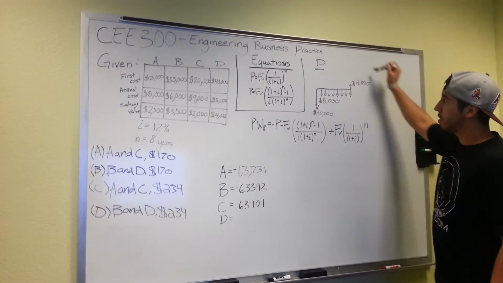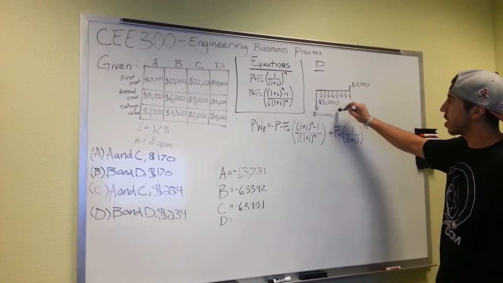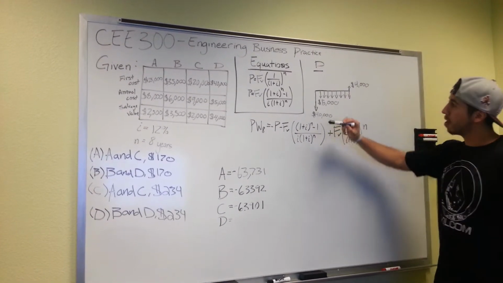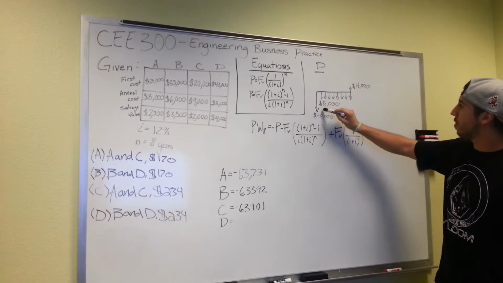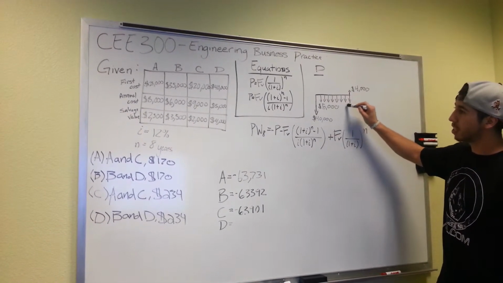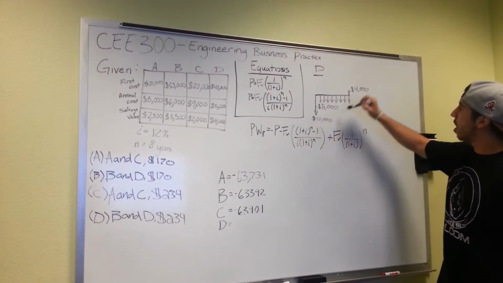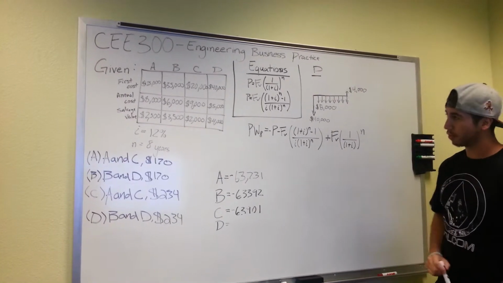We have a visual representation of the payouts right here, a cash flow diagram. The first payout, this guy right here, was $40,000. You have $5,000 each single year. We're looking at 8 years, and a salvage value of $4,000.